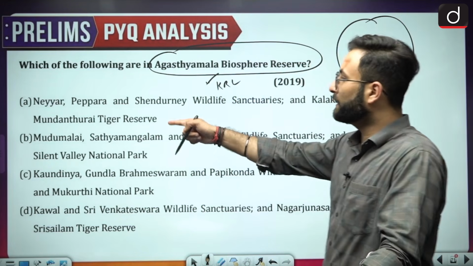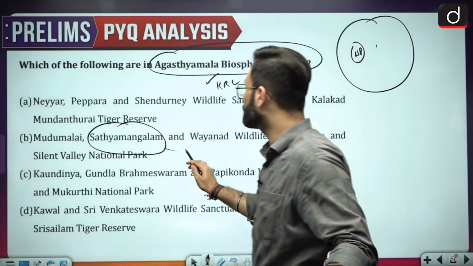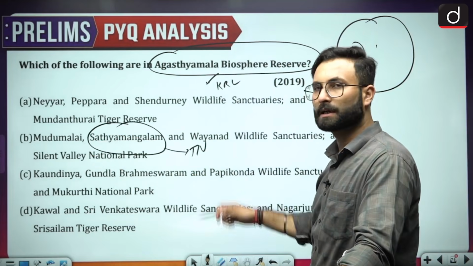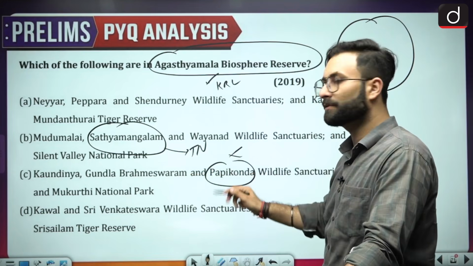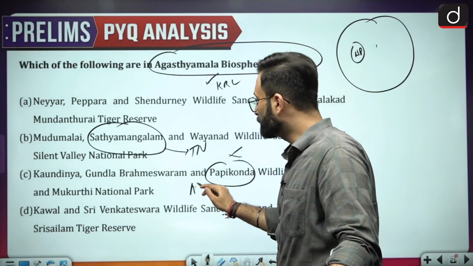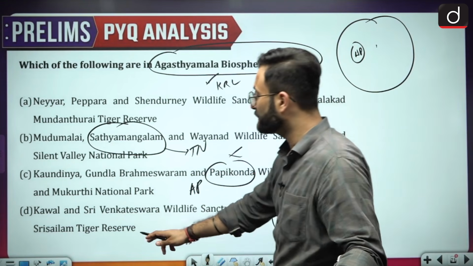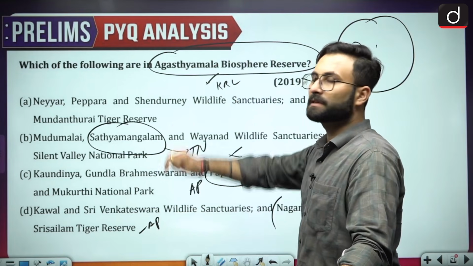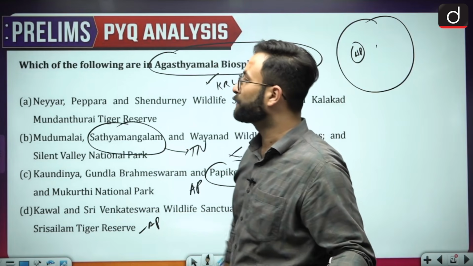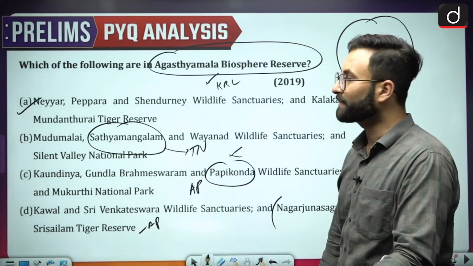Now, if you look at statement option 2 over here, Satyamangalam, we just saw that is there in Tamil Nadu. Okay, so that cannot be your answer. Coming to the next one, Papikonda, we have seen that is there in Andhra Pradesh. So that cannot be your answer. Then the next one, Nagarjuna Sagar Srisailam, we have seen that is there in Andhra Pradesh. That cannot be your answer, because this biosphere reserve is there in Kerala. So option A can be your answer, because other than that we have eliminated it. Okay, so that is about it.